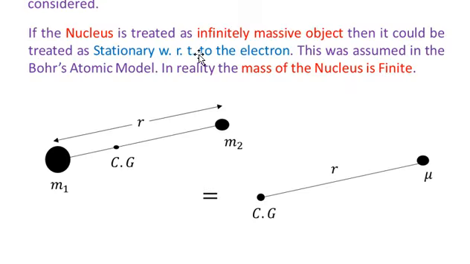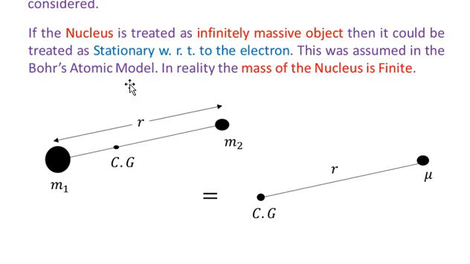So if the nucleus is treated as an infinitely massive object, then it could be treated as stationary with respect to the electron. This was assumed in the Bohr's atomic model. In the Bohr's atomic model, it was assumed that the nucleus is so massive with respect to the electron that the motion of the electron around the nucleus will not affect the motion of the nucleus, and the nucleus will be treated as a stationary particle.